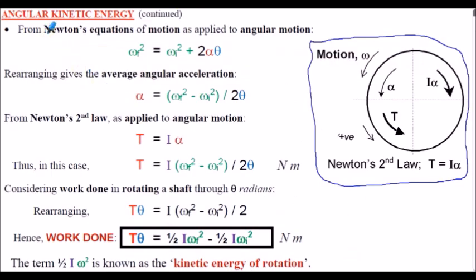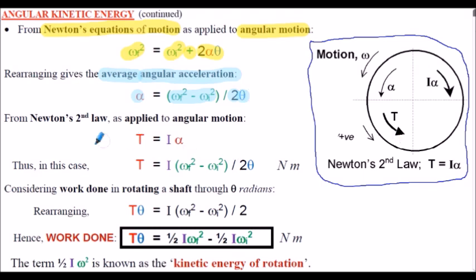So from Newton's equation of motion as applied to angular motion, we previously derived this equation of omega f squared is equal to omega i squared plus 2 alpha theta. If we rearrange to find what's termed the average angular acceleration, alpha, that now equals omega f squared minus omega i squared, divided by 2 multiplied by theta.